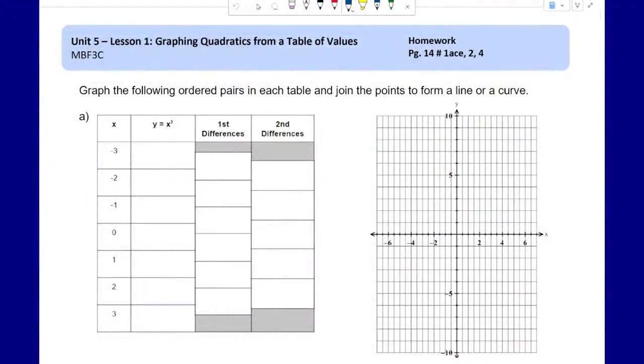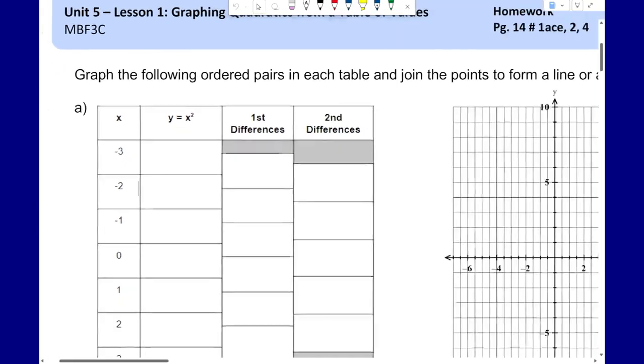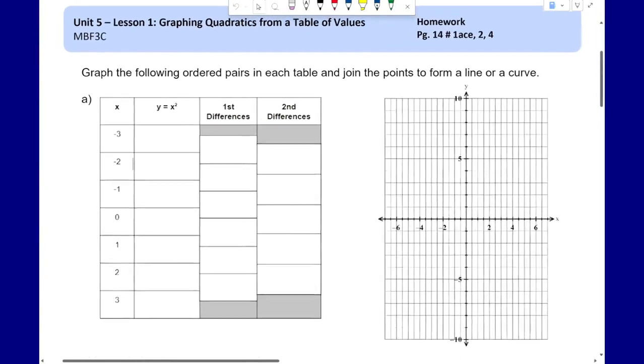In today's lesson, we are going to be looking at graphing quadratics from a table of values. This is our first lesson in our quadratics unit, and while most of the content is going to be some review from last year, we're just going to start off with the basics, just graphing a quadratic and looking for some characteristics. So if I'm given an equation like we see here, y equals x squared, that is a form of a quadratic equation.